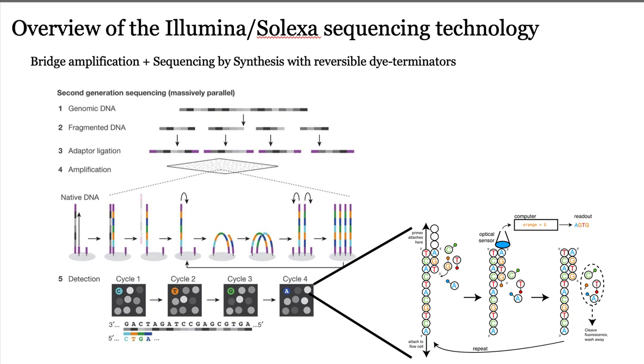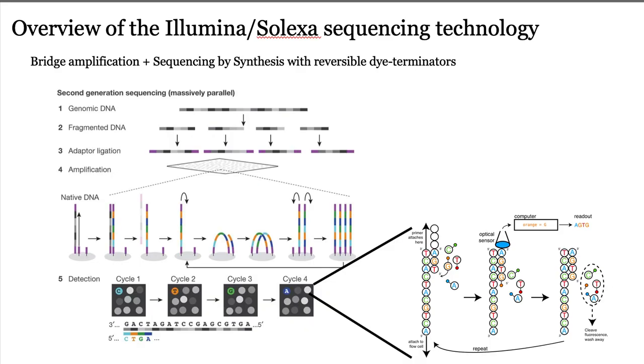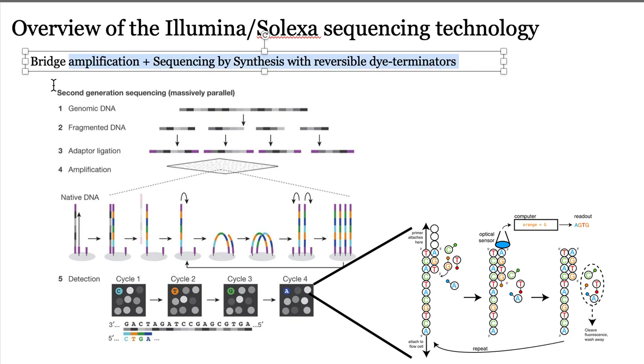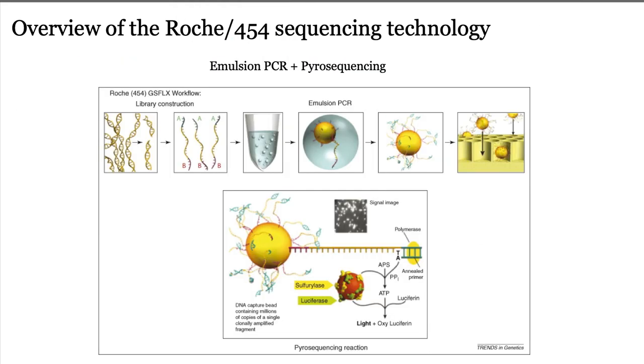The Roche 454 sequencing technology is a combination of emulsion PCR and pyrosequencing. So these two pieces of information, you need to understand that. 454 is the combination of emulsion PCR and parallel sequencing. I already talked about this in the previous slides.